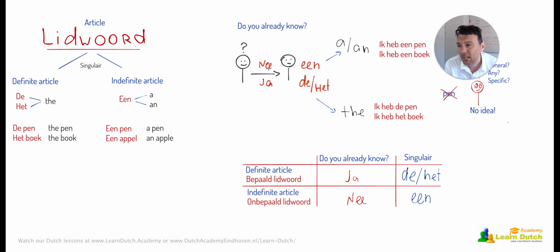If the answer is nee, which is no, you're going to use een. So I would say, ik heb een pen. I have a pen. If you and me or another person already know what you're going to talk about, you're going to use de and het. Remember, I can say, ik heb de pen. Why am I saying the pen? Because you already know this one from James Bond.